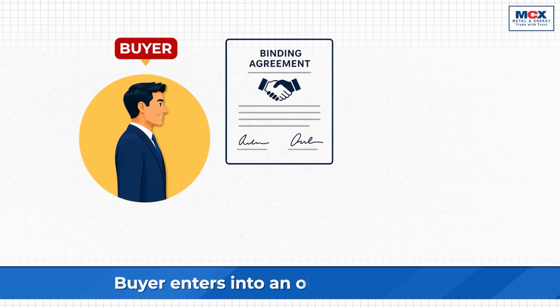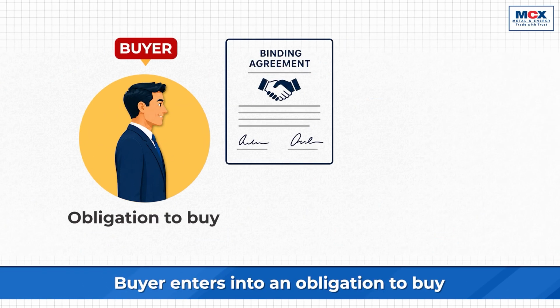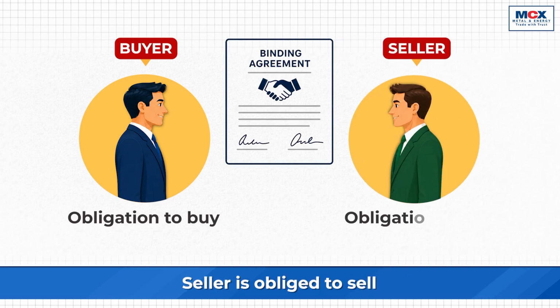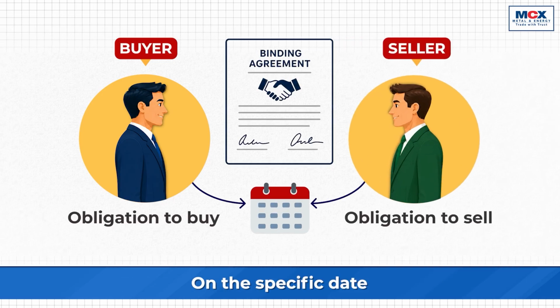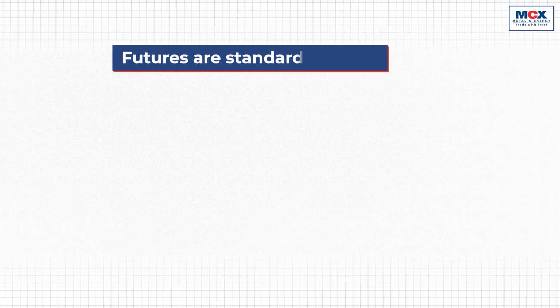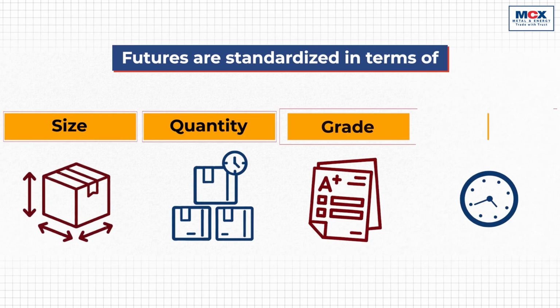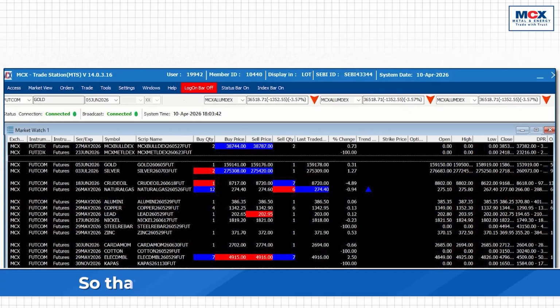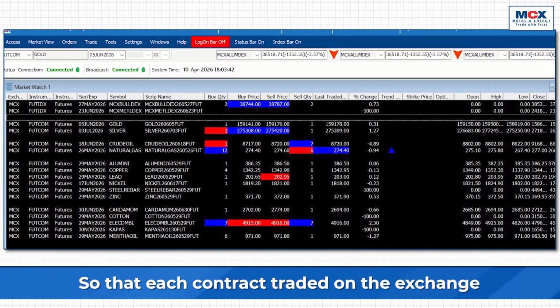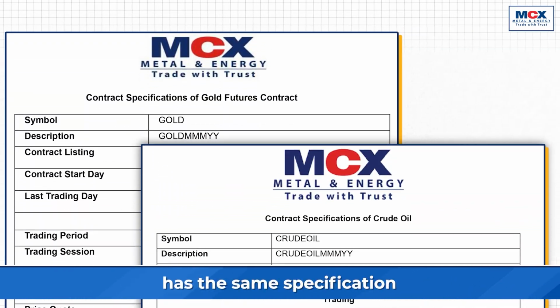The buyer enters into an obligation to buy and the seller is obliged to sell on the specific date. Futures are standardized in terms of size, quantity, grade, and time, so that each contract traded on the exchange has the same specification.